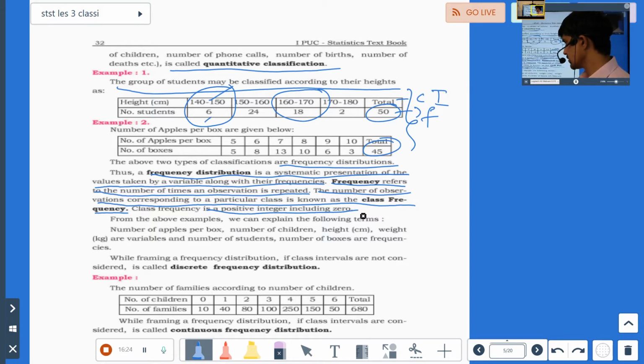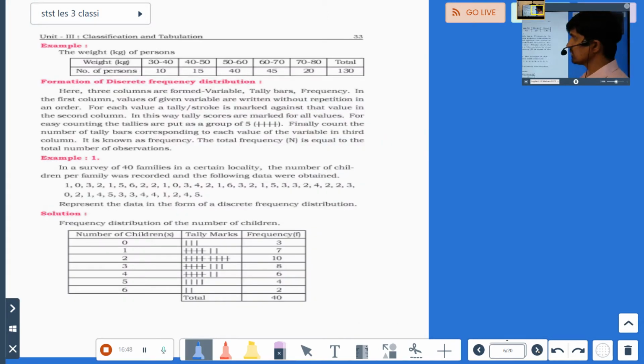See, if you see 0, 1, 2, 3, 4, 5, 6, number frequency is given, but class interval is not there. Discrete numbers are there. Such is called as discrete frequency distribution. If it is continuous, for example, 140 to 150, 150 to 160, 160 to 170, 170 to 180, such is called as continuous class or continuous frequency distribution. We have already done sums on this.